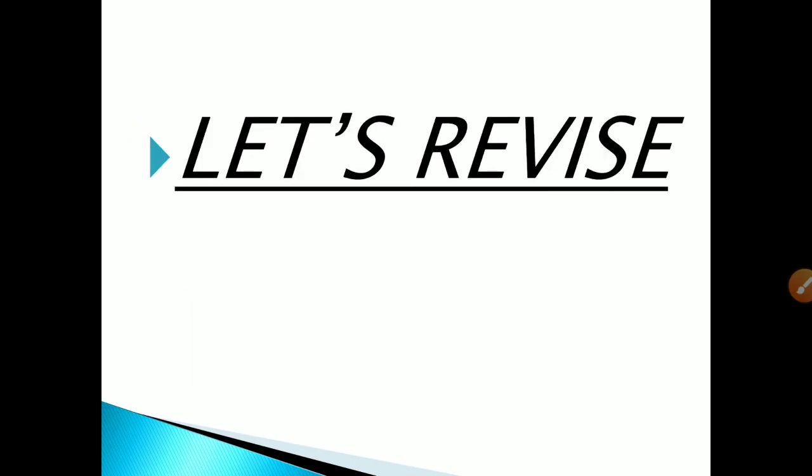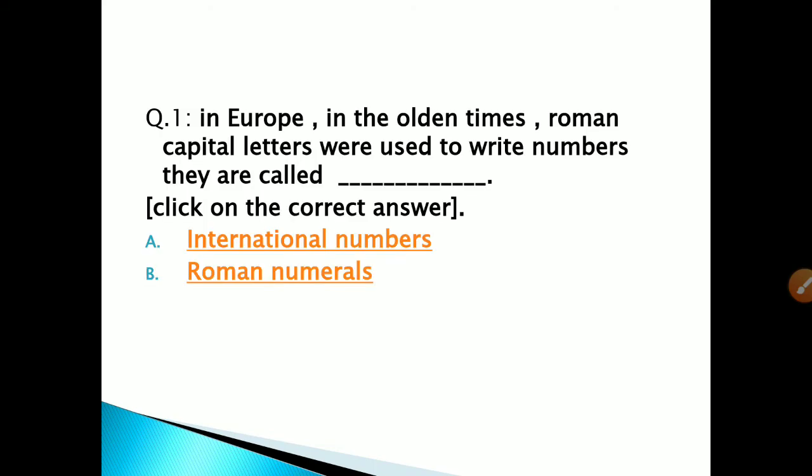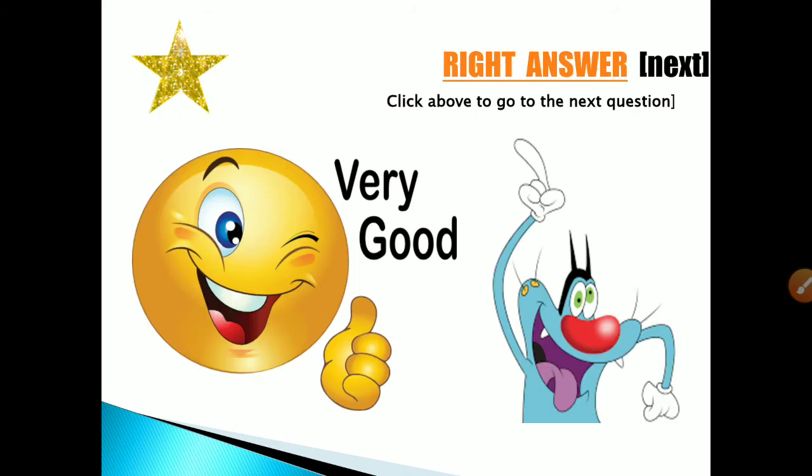Now let's revise. Question number 1. In Europe, in the olden times, Roman capital letters were used to write numbers. They are called dash. Option A, International numbers. Option B, Roman numerals. What is the correct answer? B, Roman numerals. Very good. Your answer is right.